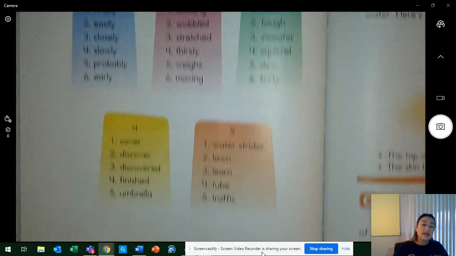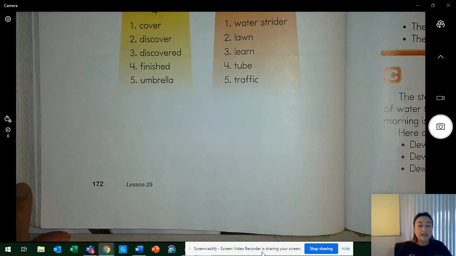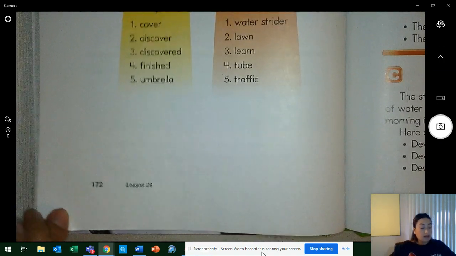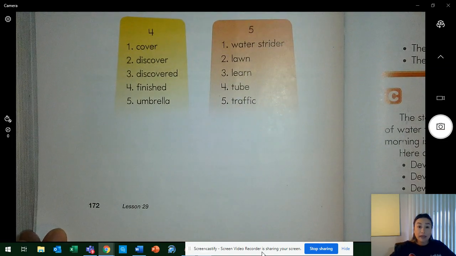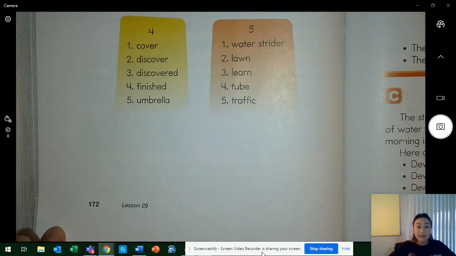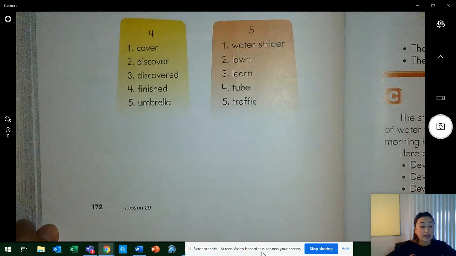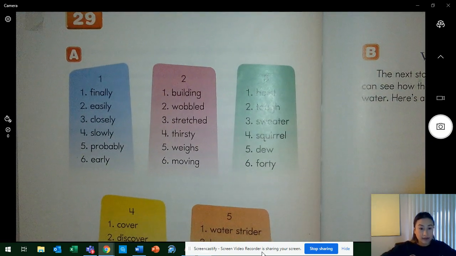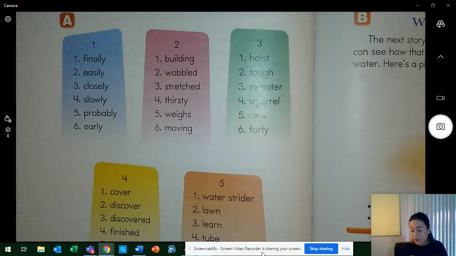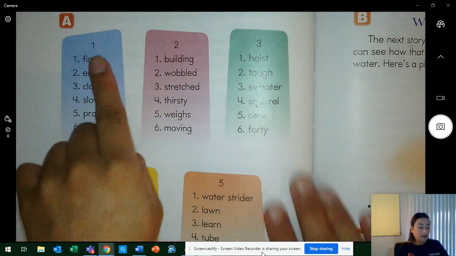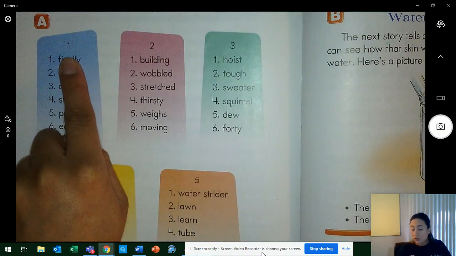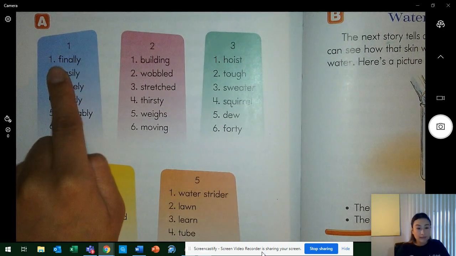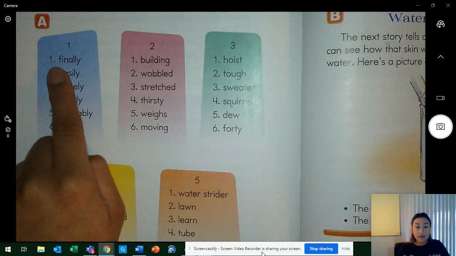Lesson 29 is found on page 172. If you need more time to look for page 172, click pause and come back when you are ready to start lesson 29. Now, everybody, point to column 1. All these words end with the letters L-Y. Word 1. Get ready.